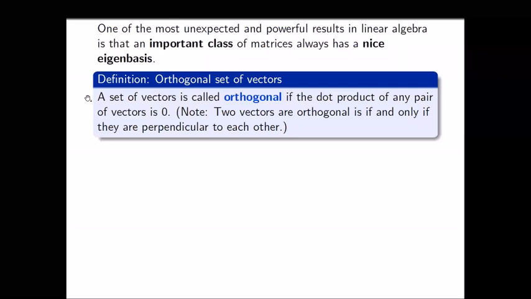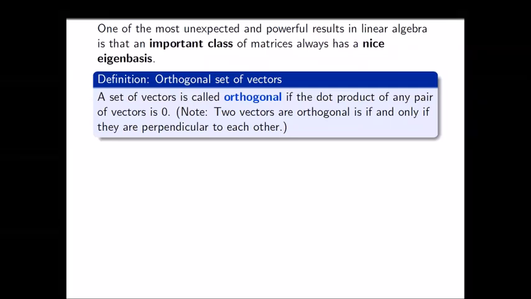For that, we need a definition of an orthogonal set of vectors. A set of vectors is called orthogonal if the dot product of any pair of vectors is zero. In other words, you're taking any two vectors in that set, and if the angle between the two vectors is 90 degrees, that is, they're perpendicular to each other, then the two vectors are called orthogonal to each other. But when it happens for every pair of vectors in that set, the set is called orthogonal.